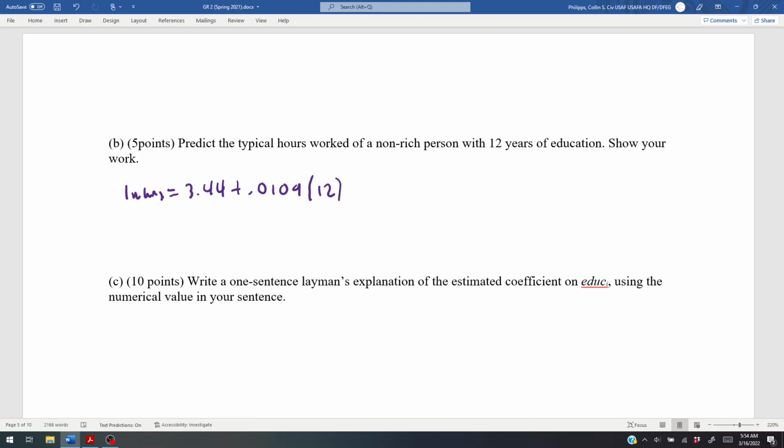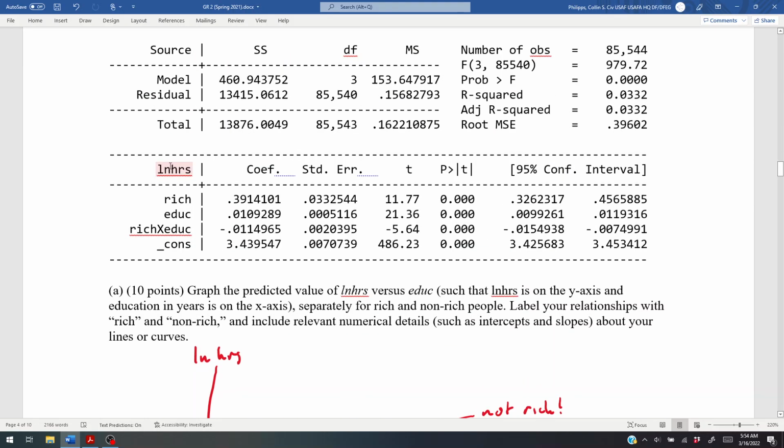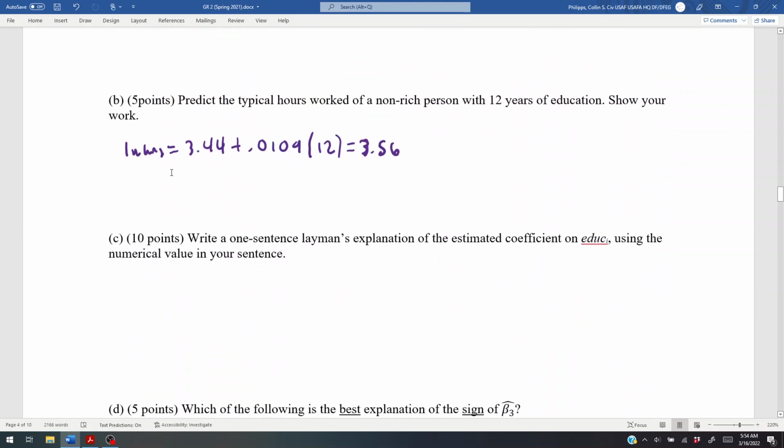Do I have it all right? Comes out to 3.56, roughly. And you might be tempted to write that there and leave that as the answer, because that's the predicted value from this model. But it asks for hours, and this model is in logarithms. So I'm going to go ahead and finish the job and say e to the 3.56 comes out to 35 or 36 hours a week.